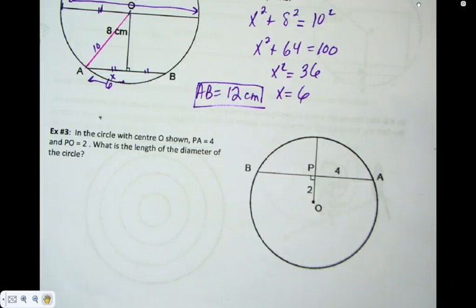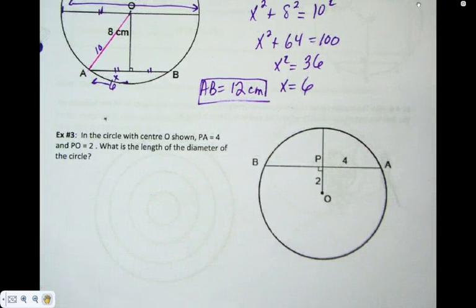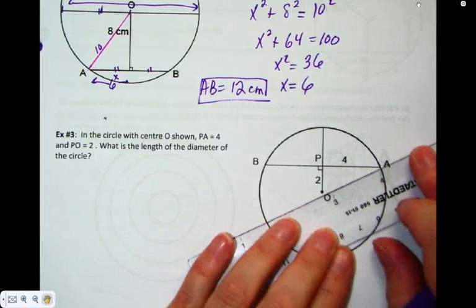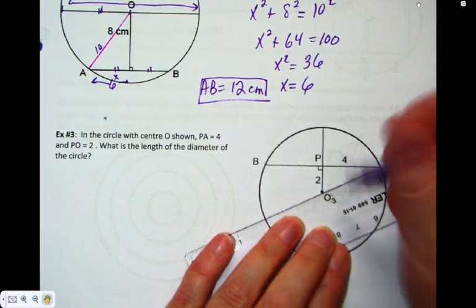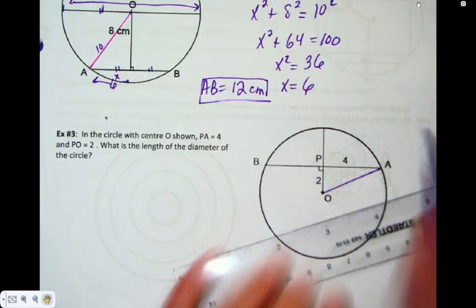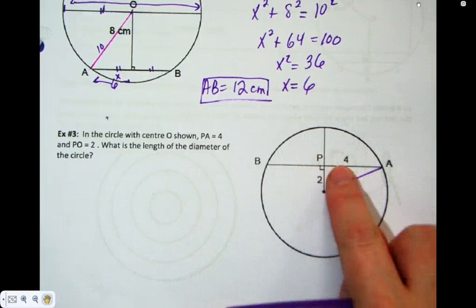Step 1. What do you want to do? Draw the line from, where would you like to draw the line? O to A. Does it have to be from O to A? No. Where else could it be? B to O. Why? Because they're equal. How do we know these are equal? Because it's cut in half.